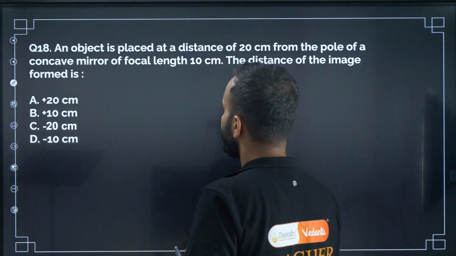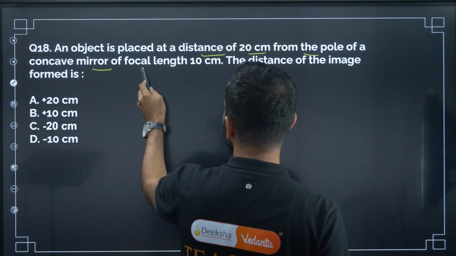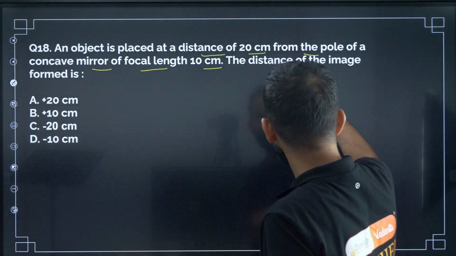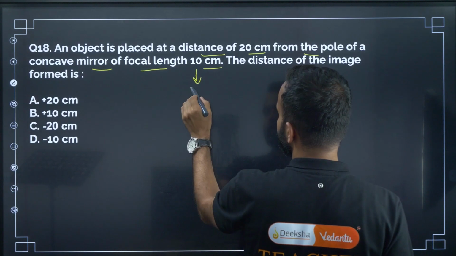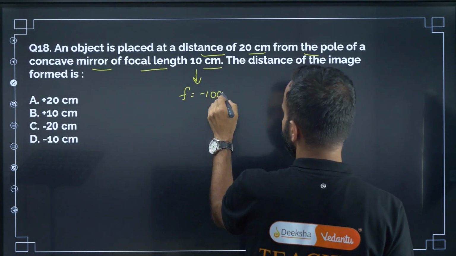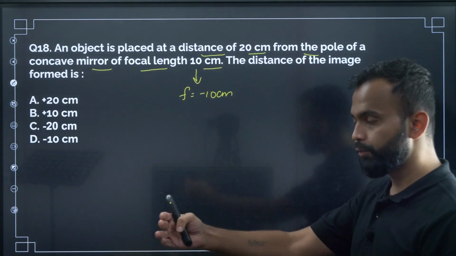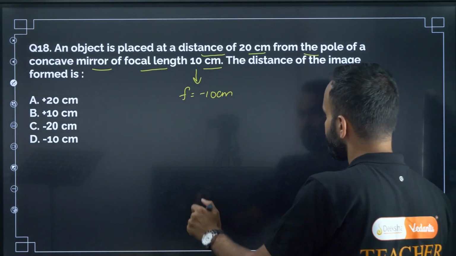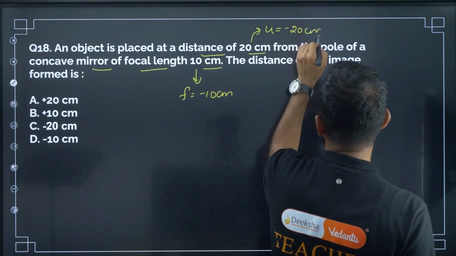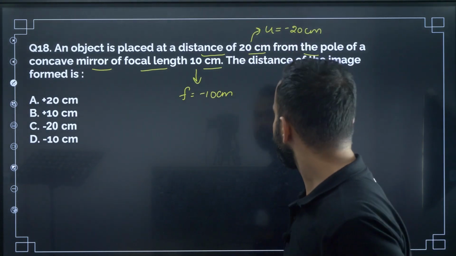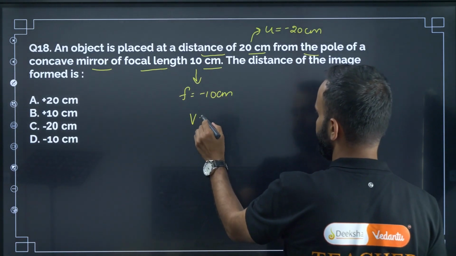Question number 18. An object is placed at a distance of 20 centimeter from the pole of a concave mirror of focal length 10 centimeter. The distance of the image formed is. Here the focal length of the concave mirror is 10 centimeter, that is f equal to minus 10 centimeter. We know that the focal point of the concave mirror lies in front of the mirror, and u equal to minus 20 centimeter because the object is always in front of the concave mirror. We need to find the value of v.